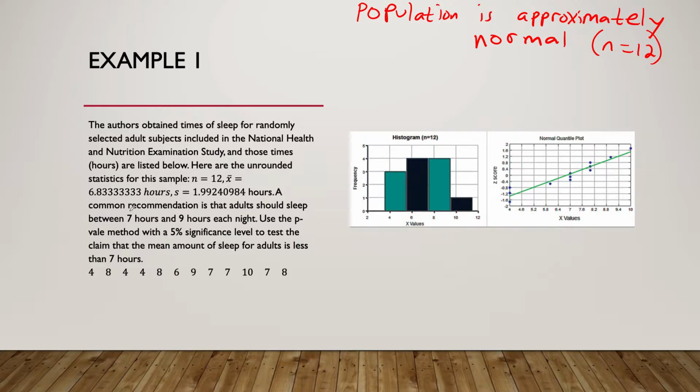But based upon this, we have the null hypothesis being that the mean is equal to 7 hours. And the alternative, that the mean is less than 7 hours for the sleep time. And the level of significance that we have is 5%.